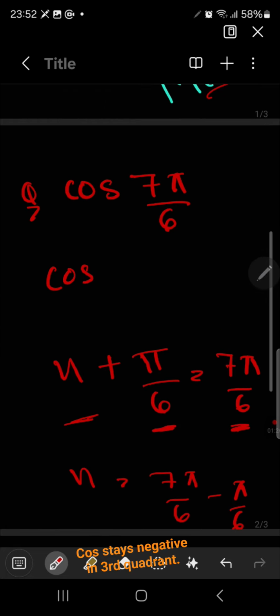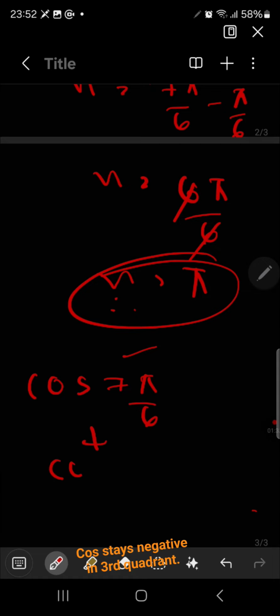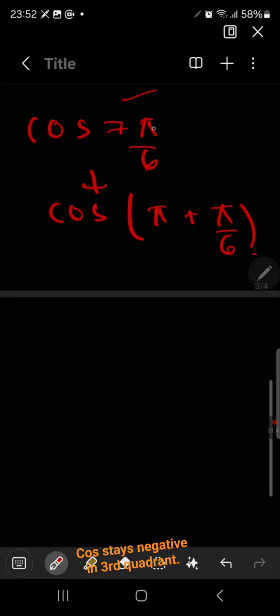So we got to know that cos 7 pi by 6 can be written as cos of pi plus pi by 6. Nothing wrong here, because we just split it, right? We found two numbers that when added give us 7 pi by 6. So simply we made these two numbers. Now cos pi is what?